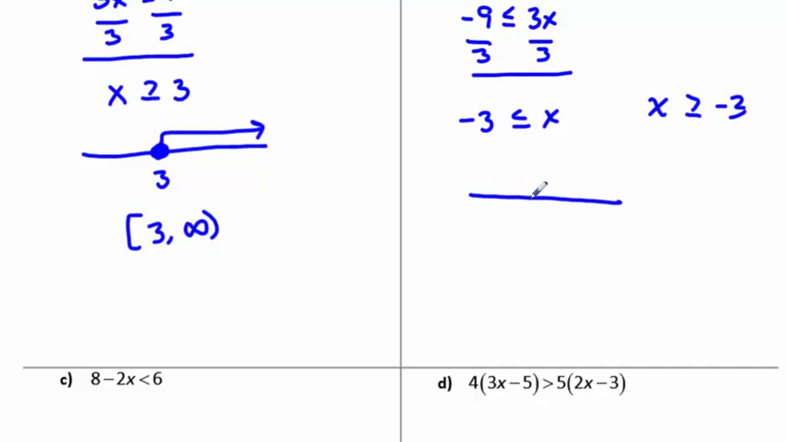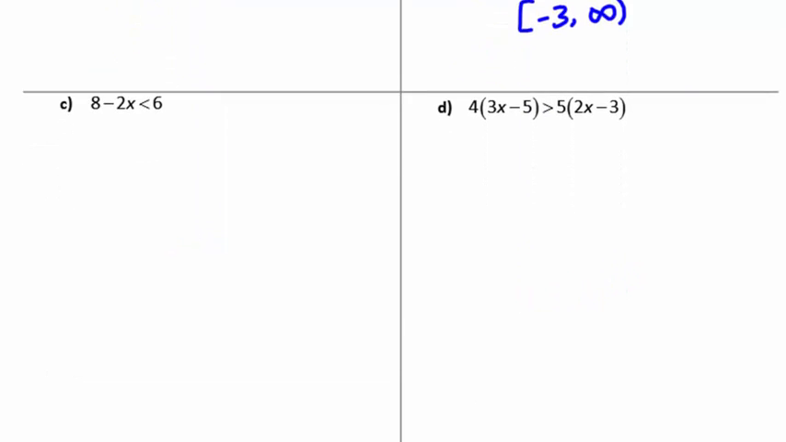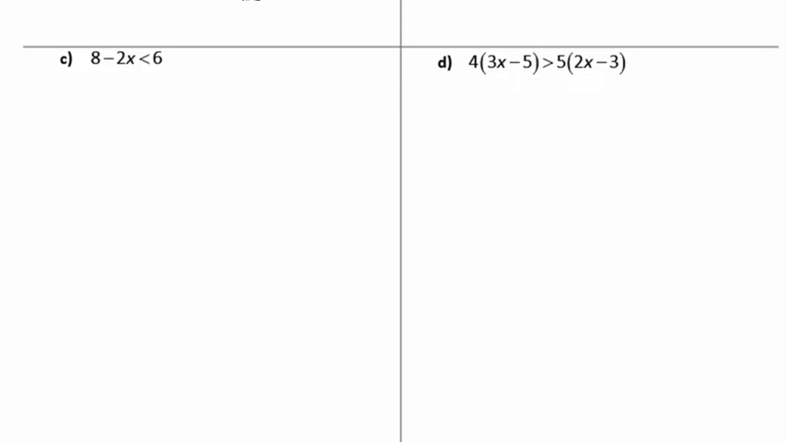Okay, so if I graph this, I would have negative 3, I would have a closed dot, I would have increasing towards positive infinity, and the interval would be negative 3 comma infinity, again with that square bracket around the negative 3. Check out part C. Part C, we're going to start by subtracting 8.